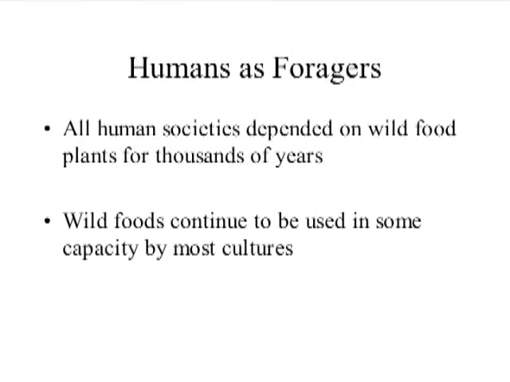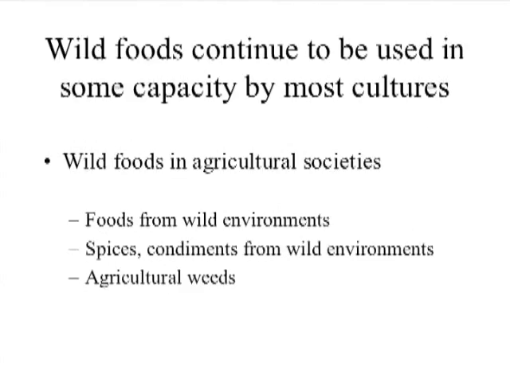But wild food plants played really important roles in human cultures in the past, and they continue to do so today, even in agricultural societies. All human societies depended on wild food plants for thousands of years. We think that the origins of agriculture were about 10,000 or perhaps more years ago, but before that, all societies were dependent on gathering wild plant and animal products for their survival. Today, wild food plants continue to be used in some capacity by most cultures, and that includes all agricultural societies as well. And that's what I want to talk about today.